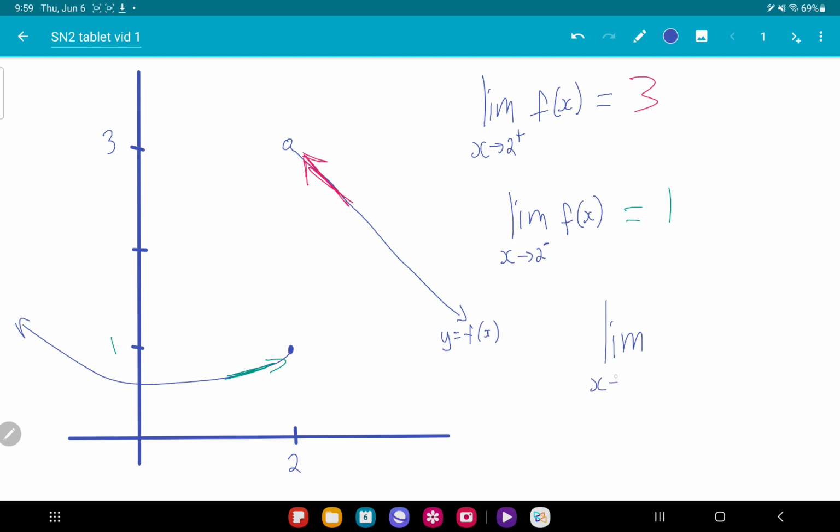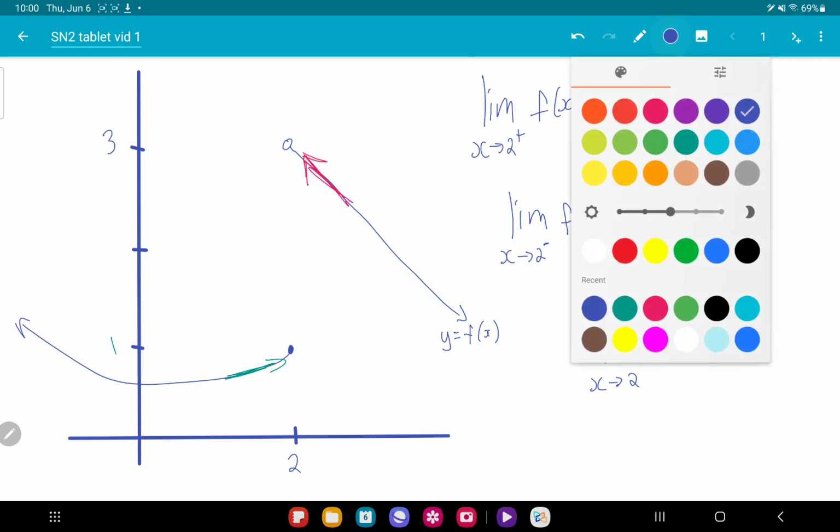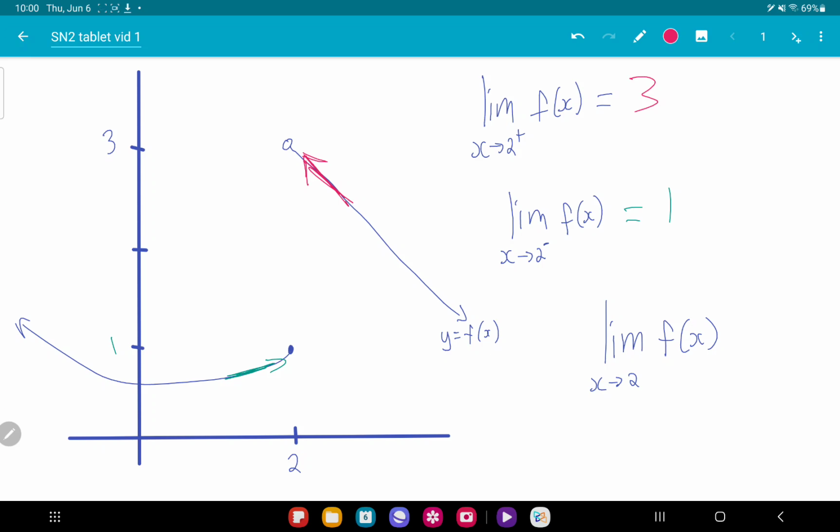Let's look at what's called the overall limit here. The limit as x goes to 2 of f of x. We're not indicating a side that we're approaching from. What do you think this is? Well, when I approach from the right, I get 3. When I approach from the left, I get 1. So does it make any sense to assign a value here? No, it does not. It's not 1, it's not 3. We just say that this does not exist. We have no reason to choose 1, we have no reason to choose 3. There is no single value that f is approaching as x goes to 2.